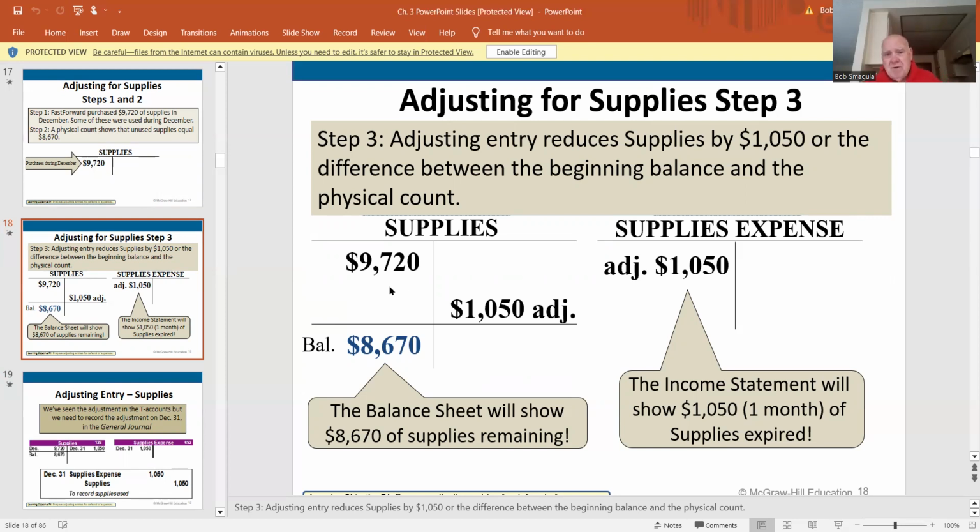In other words, we purchased 9,720, and that asset was there at December 1st. At the end of the month, we go out and we count what's out there, 8,670, meaning we must debit supplies expense and credit the prepaid supplies. Okay. Think of these adjusting journal entries as a search for unrecorded expenses and revenues, mostly expenses.